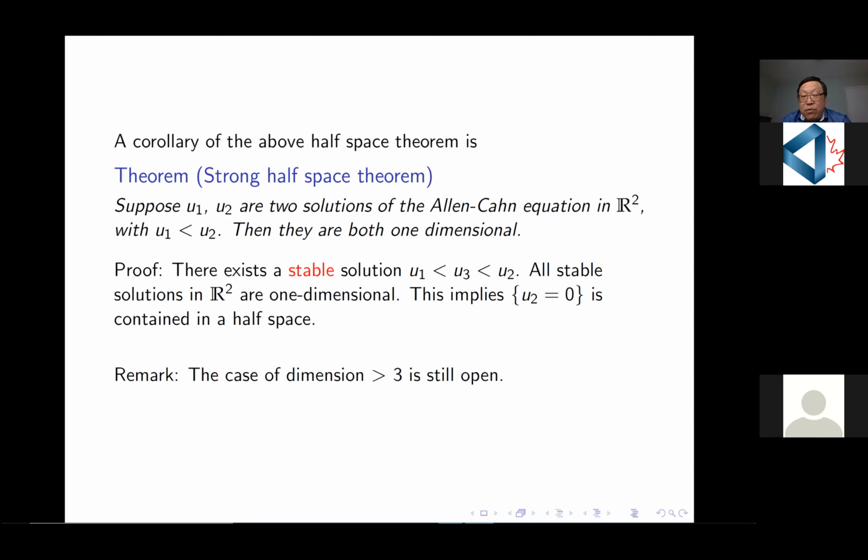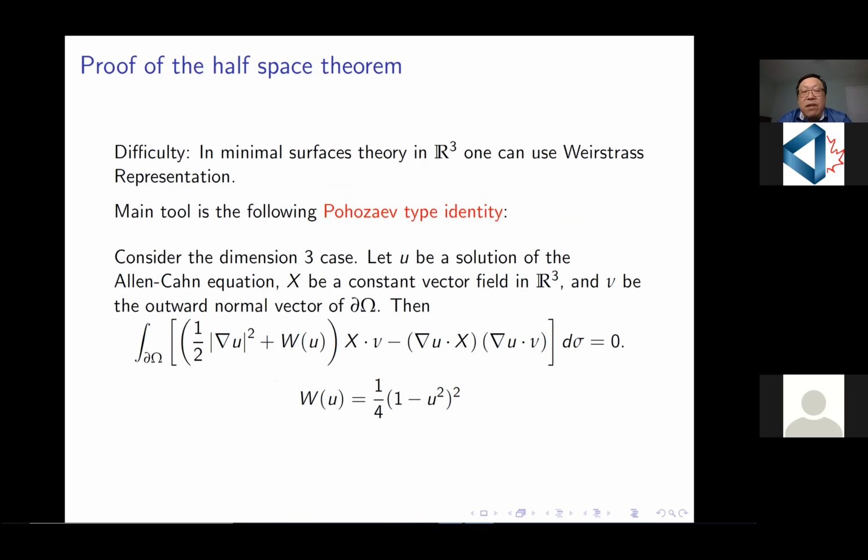So dimension greater than 3 is completely open. Let me just show why we need dimension 3. And the proof is completely independent from geometry. We don't use any geometry, okay? So in the Hoffman-Meeks theorem, the proof uses the Weierstrass representation. This is a very important characterization of a minimal surface in R3. But here we don't have this kind of Weierstrass representation.